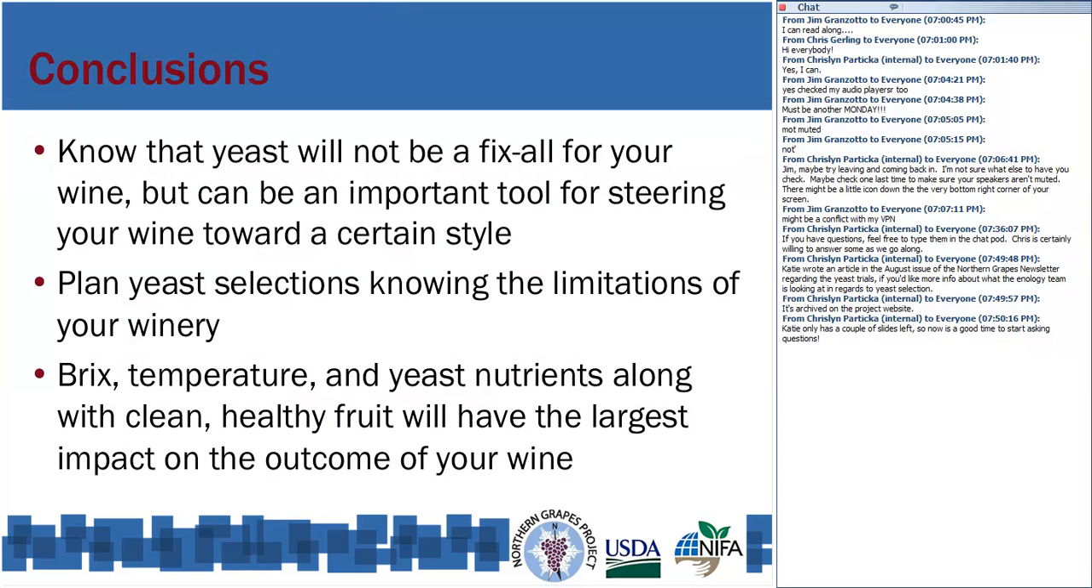Again, know that yeast aren't going to be a fix-all for your wine, but they can be an important tool for steering your wine in a certain style. It's also really important to plan your yeast selections knowing the limitations of your winery, and to keep that in the back of your mind. And finally, know that some of the most important aspects for fermentation are your starting Brix, the temperature of your fermentation, and the yeast nutrients in order to have a clean and healthy fermentation. That's going to have the biggest impact on your wine overall.